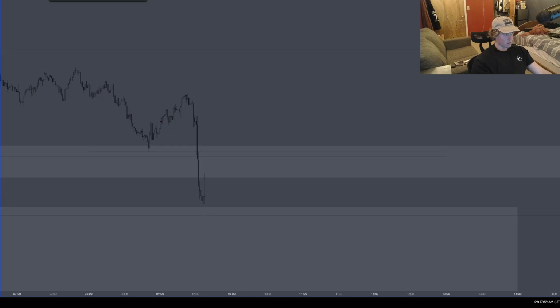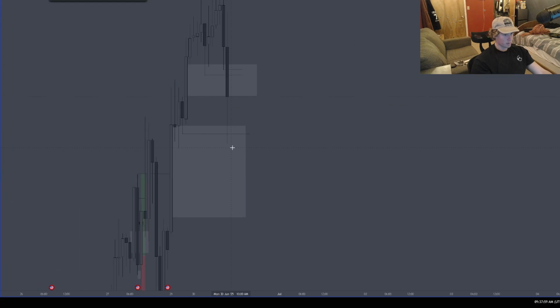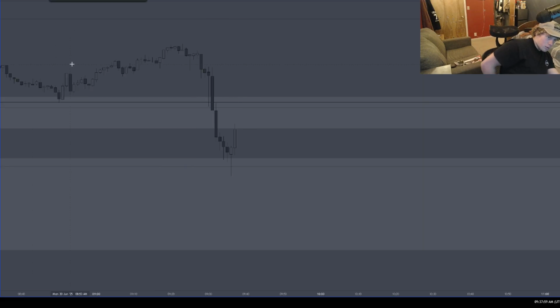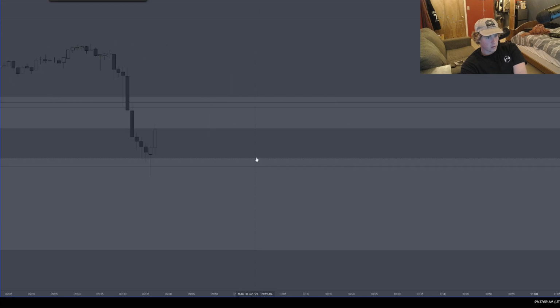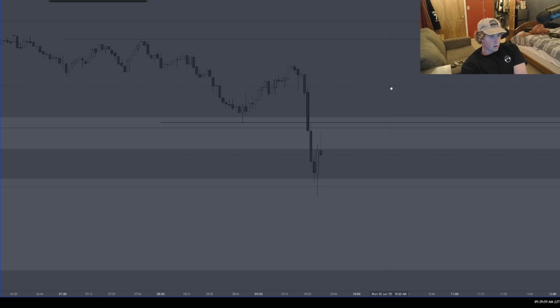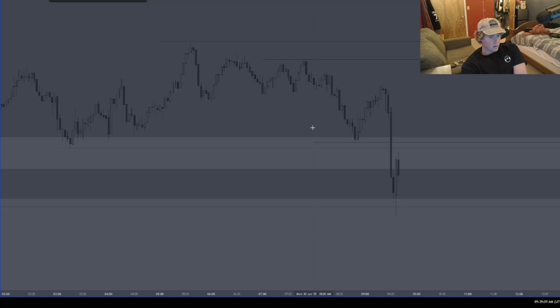Okay, we just tapped into the 4 hour down below and swept the low I was talking about. Now we just want to take the highest time frame inversion. I believe we have an SMT. We currently have an SMT. Let's look for the highest time frame inversion. We have a pretty good 3 minute.